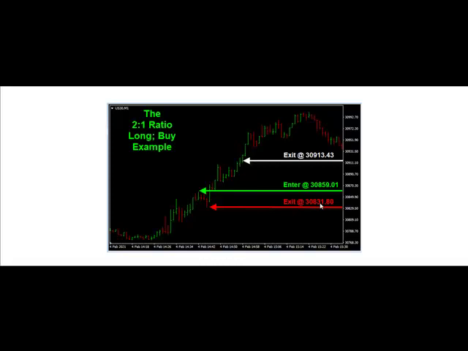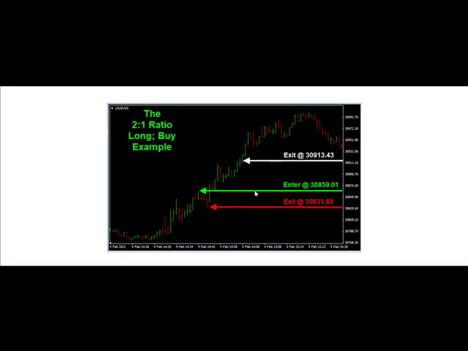If it's 27.21, a 2-to-1 ratio would say, multiply that 27.21 by 2. That equals 54.42. You would add that number of 54.42 to this number. It equals this number here.